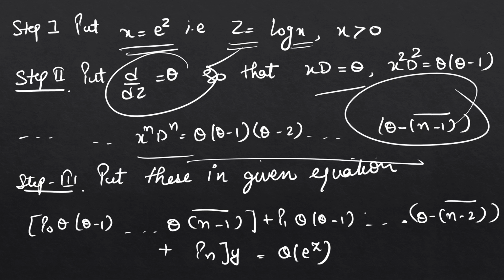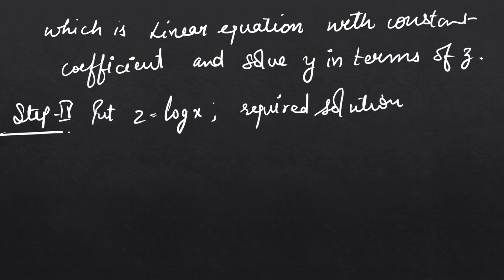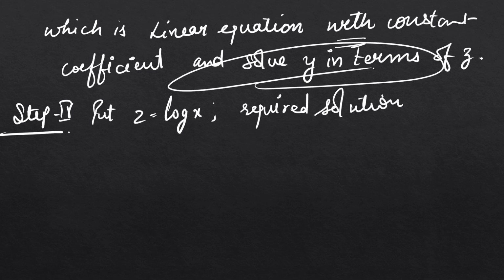Next step, we will put all these values in the equation. After putting these in, we will simplify the equation. Then we will get a linear equation with constant coefficients. Then we will solve it as we have done for linear differential equation with constant coefficient. Then again we will resubstitute the value of z in terms of log x.